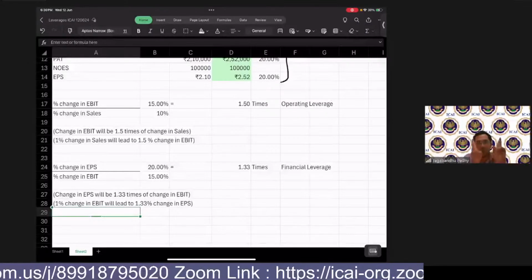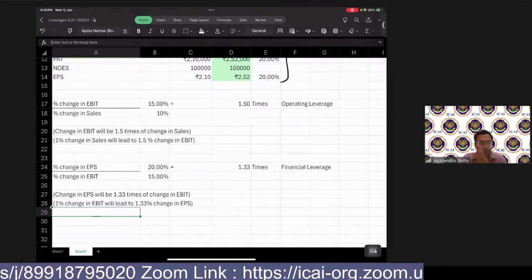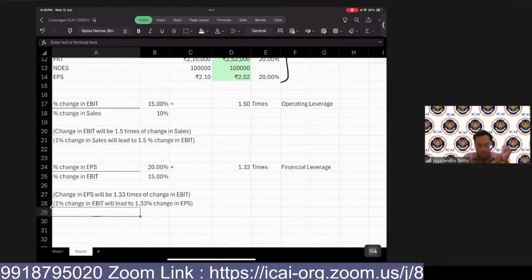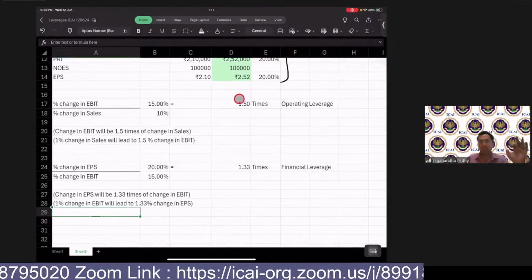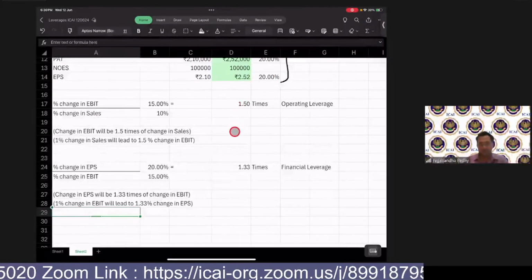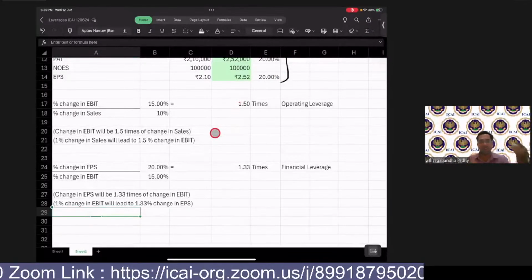Are we good with these two formulas right now? Everyone? Are we clear with these numbers and the interpretation of these numbers? It is quite obvious: the higher these numbers, the higher the sensitivity.